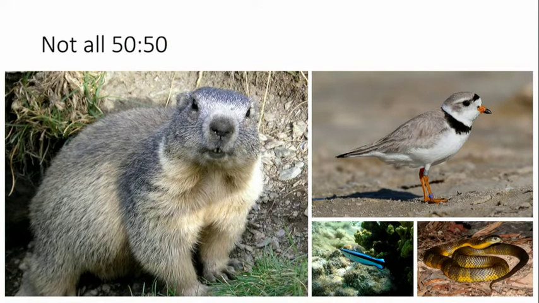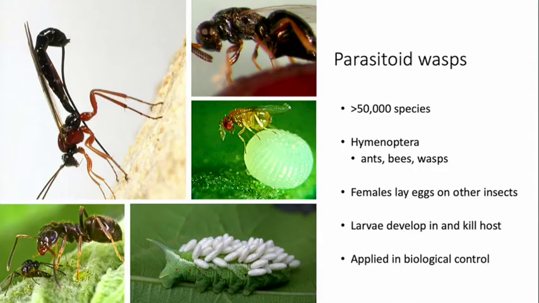Here's another example. This is the tiger snake in Australia. And that also has an excess of males. So it's not always 50-50. Another group that has weird sex ratios are parasitoid wasps.